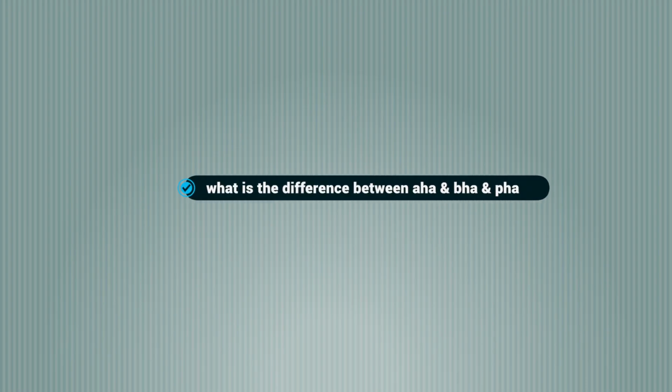Alright, so now that that is being cleared, let's talk about the next question that comes in. What is the difference between AHAs, BHAs, and PHAs? So AHAs are alpha hydroxy acids, BHAs are beta hydroxy acids, and PHAs are polyhydroxy acids. These acids are different in molecular weight, how they dissolve, like whether they are oil soluble or water soluble, or basically how deep they penetrate into your skin.